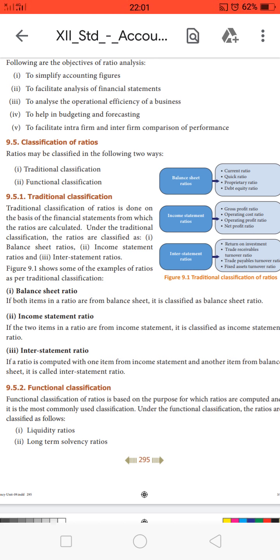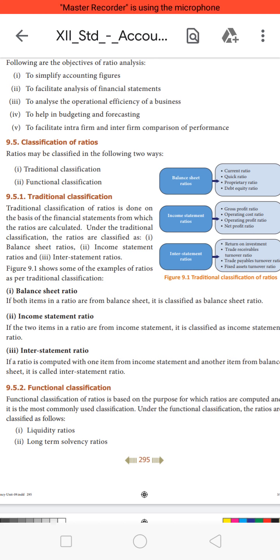Then interstatement ratio. Interstatement is nothing but when one account is in the income statement and the other account is in the balance sheet, then we call it an interstatement ratio. So if the ratio is computed with one item from the income statement and another item from the balance sheet, it is called an interstatement ratio.